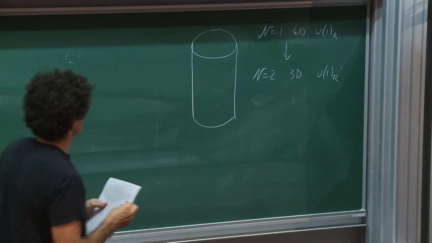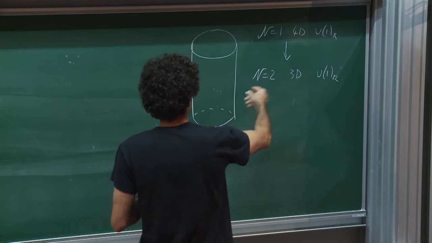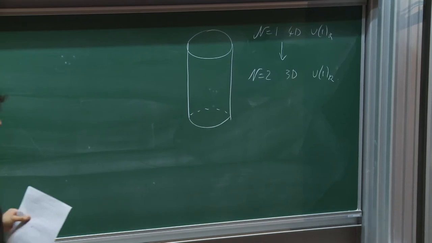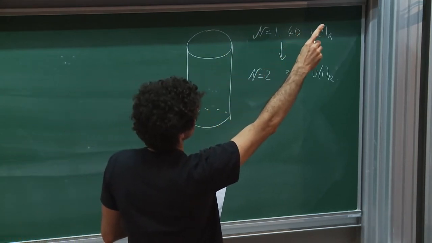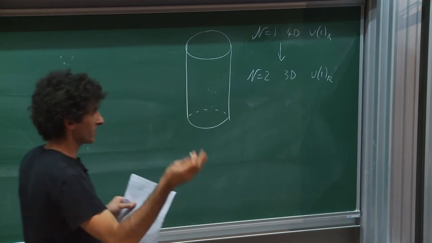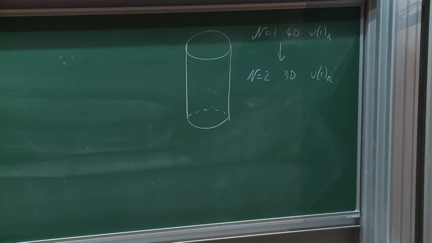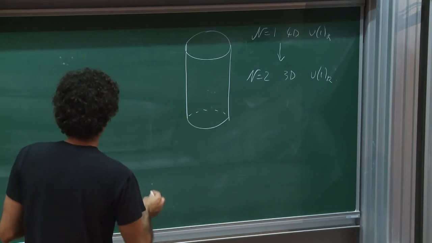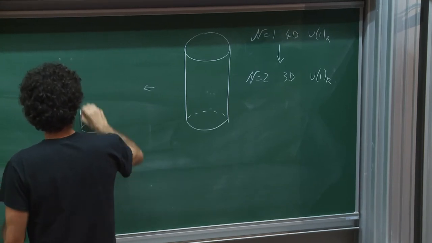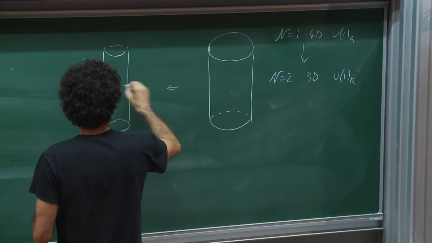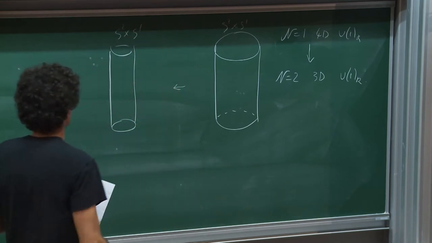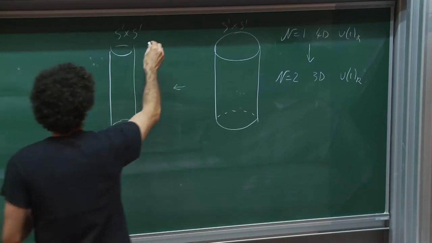So one thing we can do is to take our S3, and the S3 is a fibration over S2. So we can reduce along the Hopf fiber. Because nothing depends on SU(2)_R, we can take the Hopf fiber aligned with S2 and reduce along that. All the supercharges are going to stay. And we are going to get a background, the so-called 3D index. So this is S3 times S1, and we have S2 times S1. It's usually called the index.